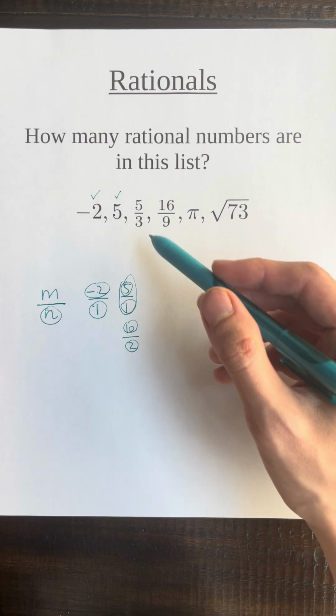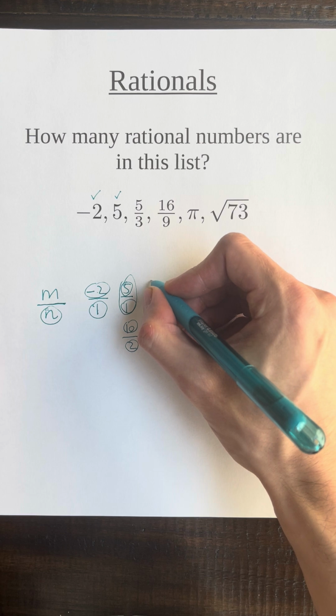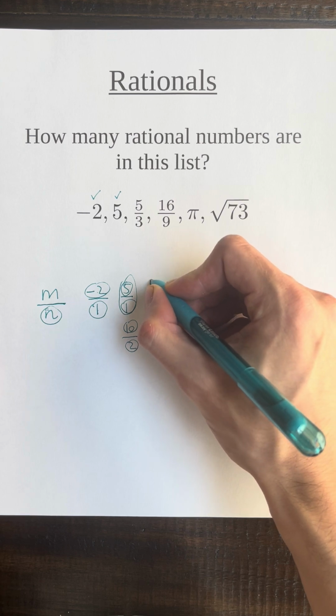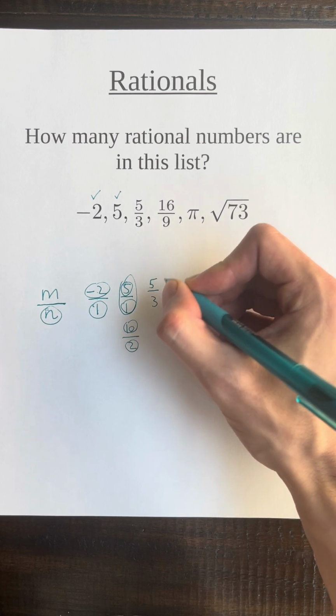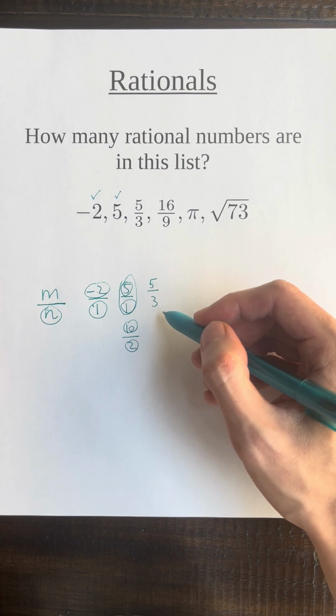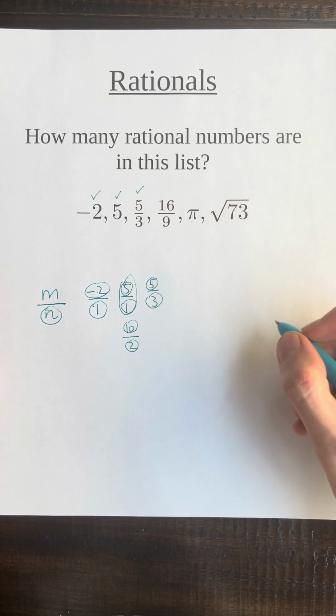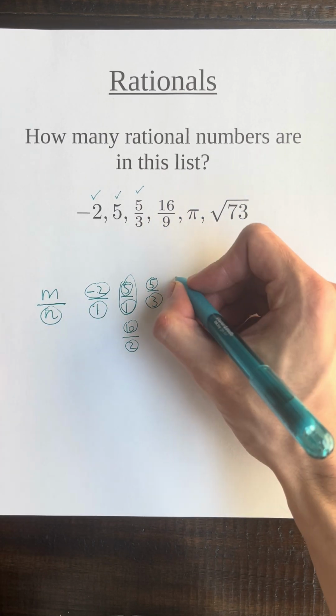Now, how about 5/3? 5/3 is also rational, because I can just write it as 5 divided by 3. 5 is an integer, and 3 is also an integer. With 16/9, it's the same idea.